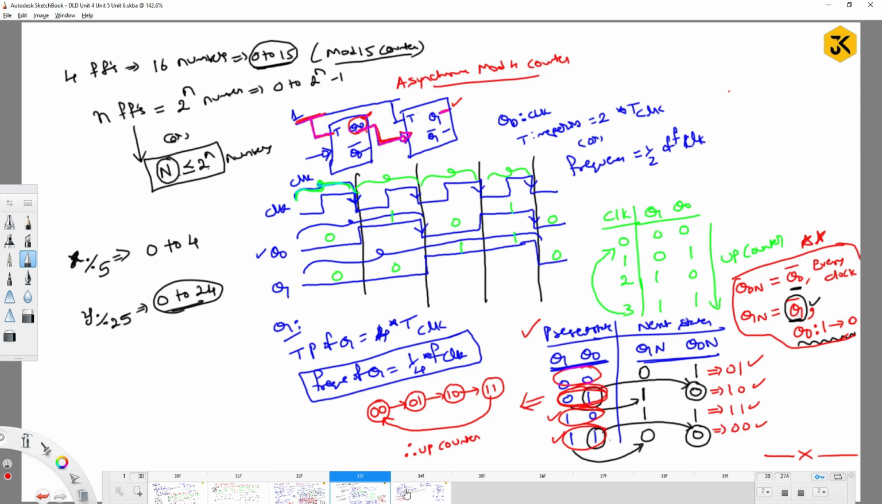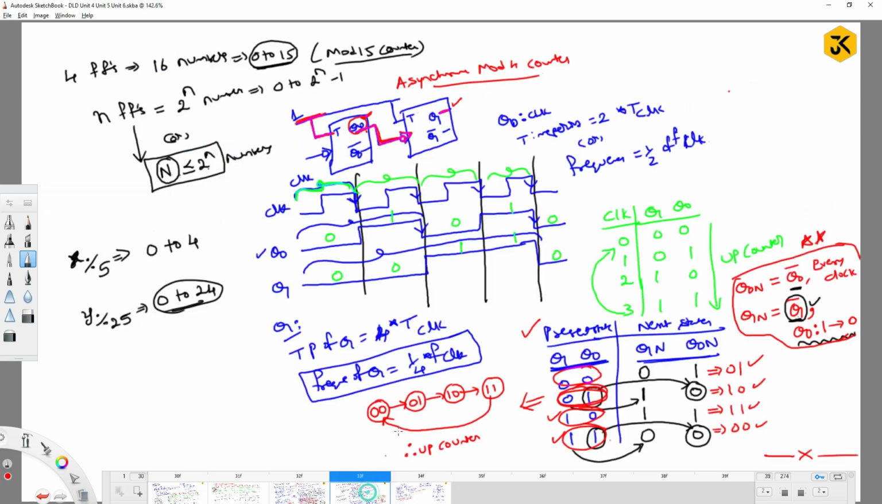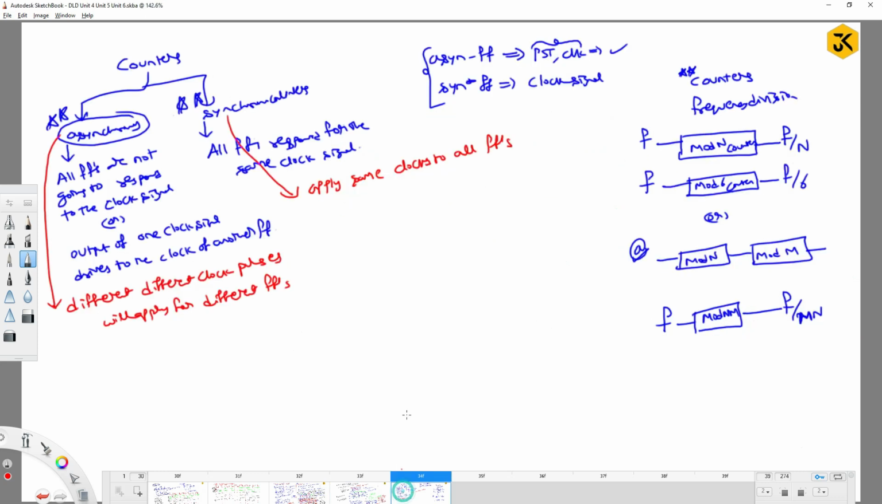Simply, different clock pulses are being applied, right? Different clock pulses, right? So here I am going to apply this separate clock pulse, and here I am going to apply a separate clock pulse, like that. So I can call it asynchronous.